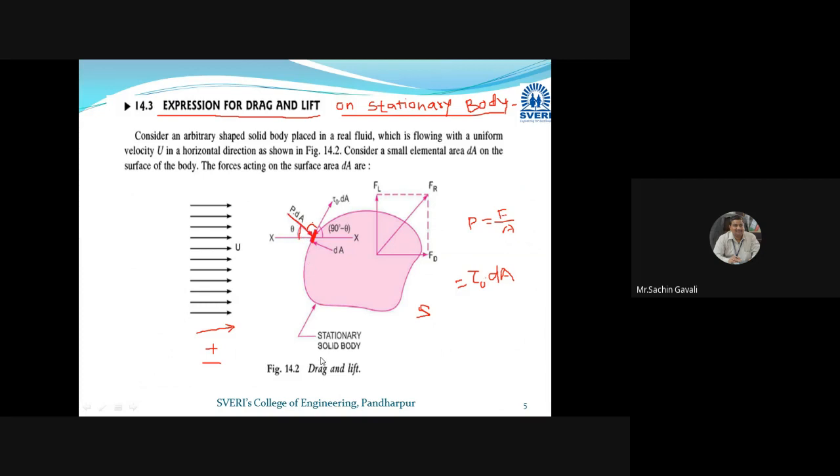Now the general law is that forces acting in the upward direction will be positive. Remember that, this is basic. Forces acting in the upward direction will be positive, and forces acting in the downward direction should be negative. That consideration we have to go for.